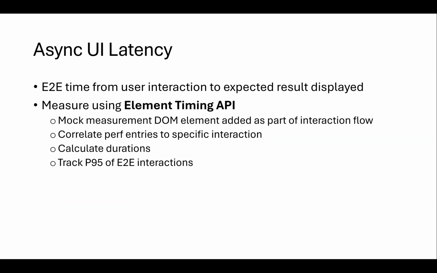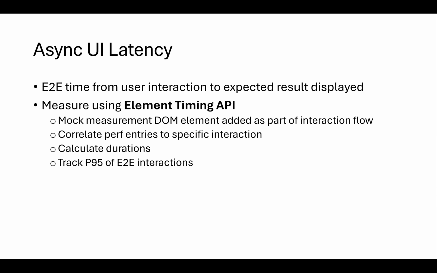So how do we measure it? We're using the Element Timing API. In the absence of a current solution for generic tracking of containers, that we discussed yesterday, we use a mock measurement. We create a DOM element that is empty, so it can be tracked using the Element Timing API.